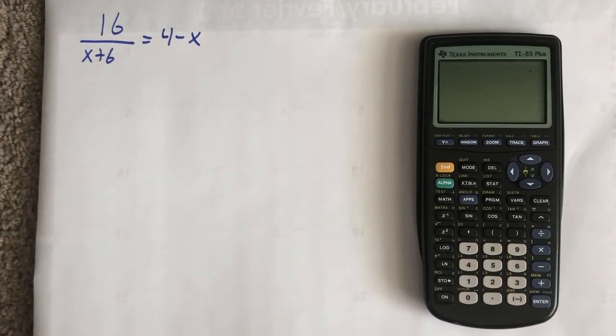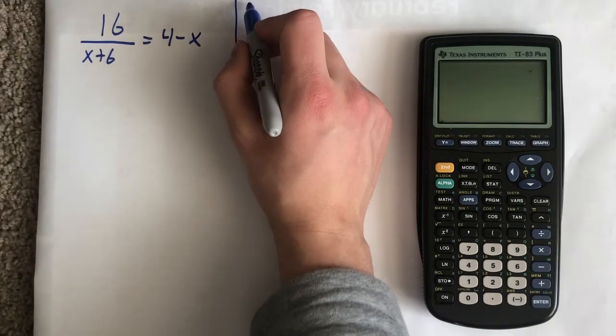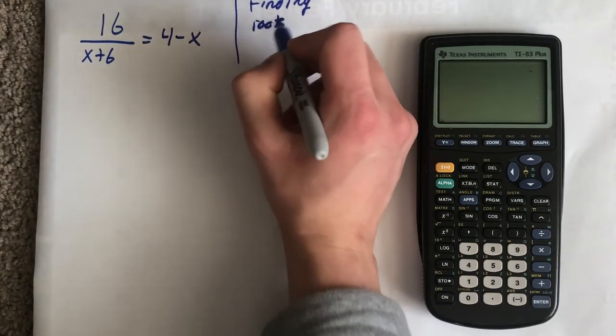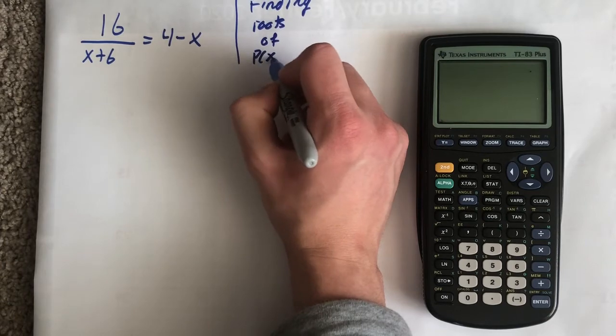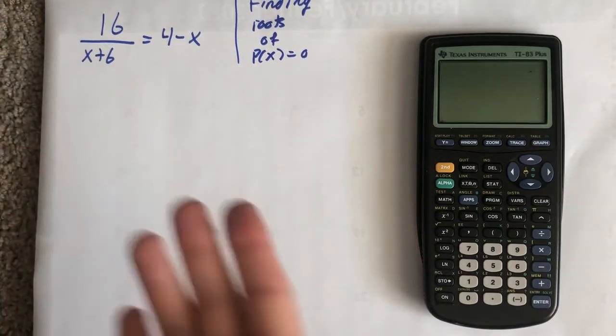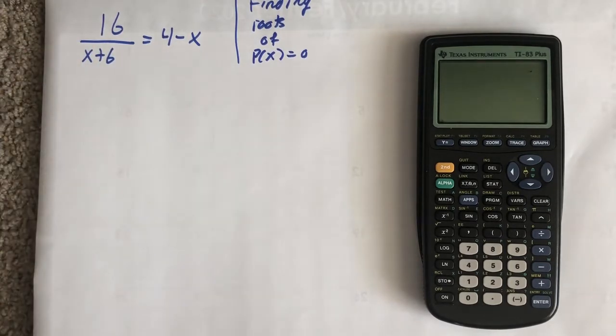So now I'm going to show you the last way to solve this. The last way I'm going to show you is by getting everything to one side and then finding the roots of the newly formed equation. So this method is finding roots of some function when everything equals 0. As you can tell, nothing equals 0 right now. We have 16 over x plus 6 equaling 4 minus x.